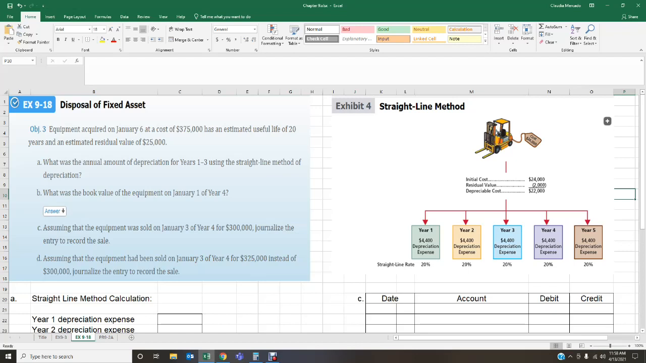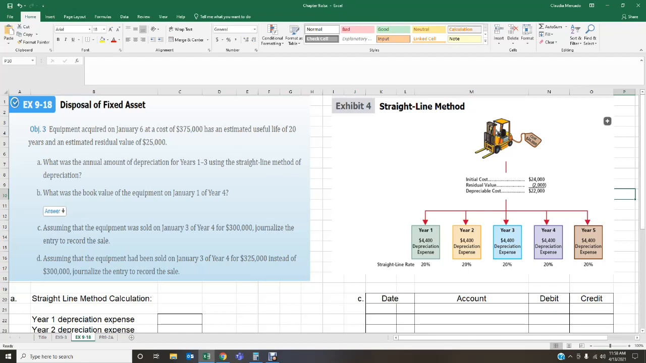Requirement C. Assuming that the equipment was sold on January 3rd of year 4 for $300,000, journalize the entry to record the sale. And then requirement D. Assuming that the equipment had been sold on January the 3rd of year 4 for $325,000, instead of the $300,000, journalize the entry to record the sale. So we have 4 requirements in this assignment.